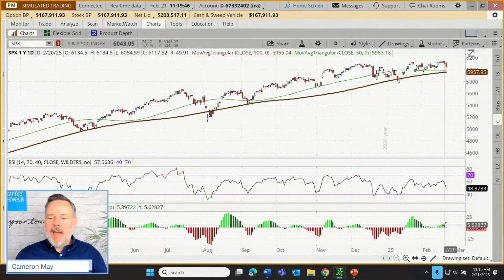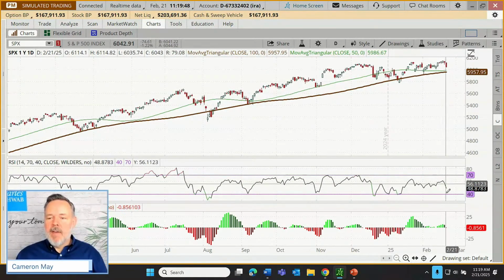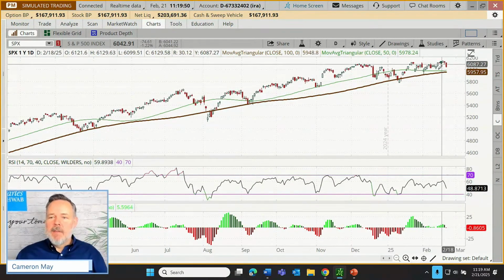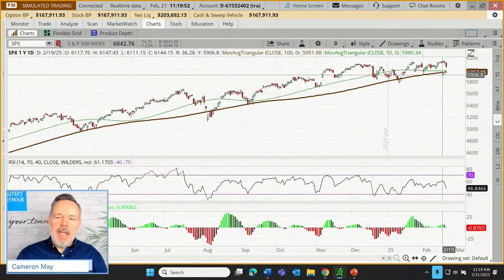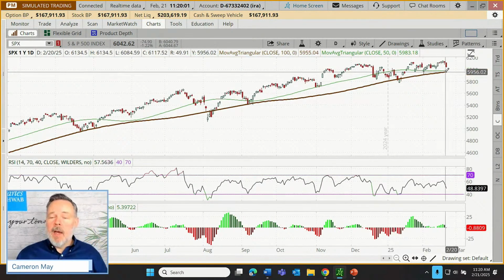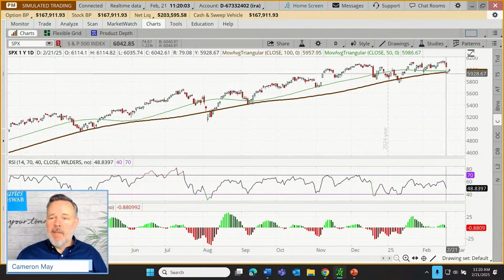And then down below, we have our momentum indicator. So trend, value, and momentum. So what's going on with trend? For our trend indicators, we have two moving averages. One is a 50-period triangular moving average. It's a smoothed moving average. And a 100-period triangular moving average.